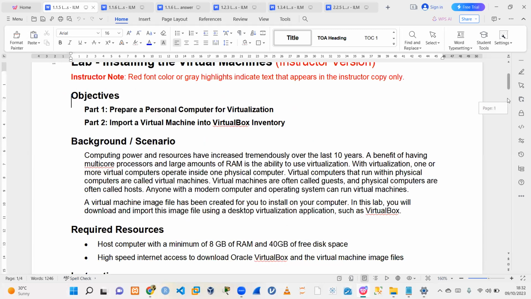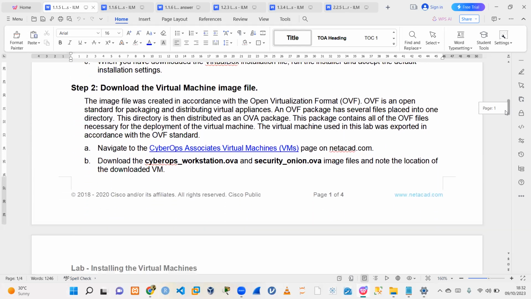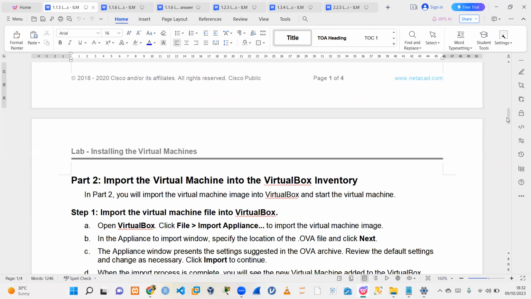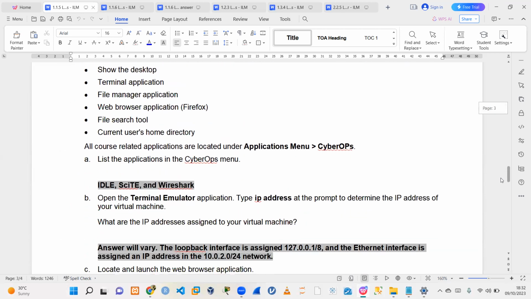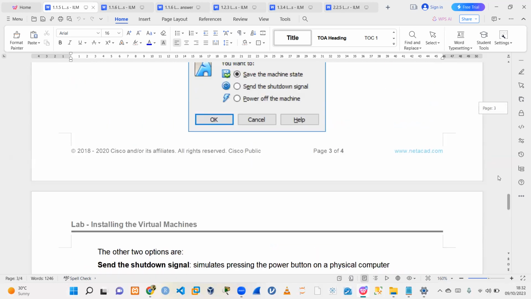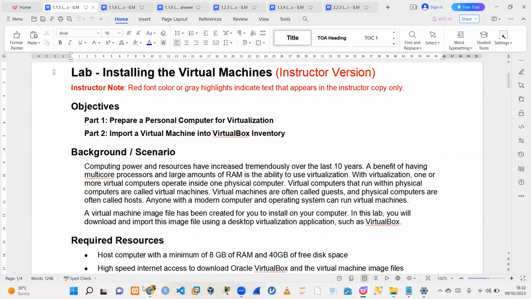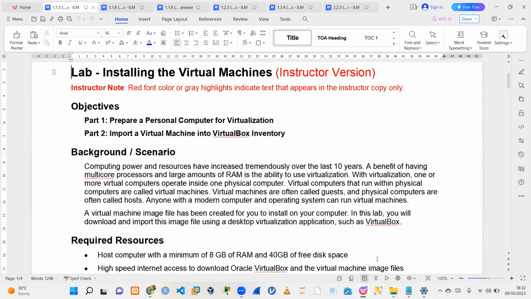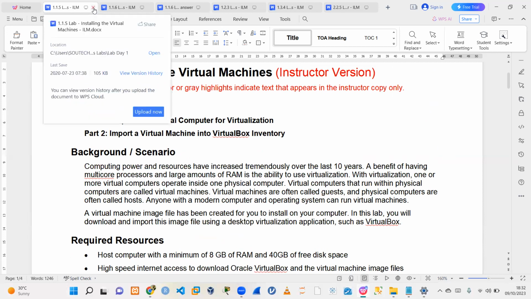That's what this lab 1.1.5 is about. It just tells you how to download. I already dropped the link to download this Security Onion and this CyberOps workstation. That's where we're going to do most of the labs. So if you've not set up your own, before tomorrow, download it and make sure you have set it up. If you need help, there's a video also that walks you through setting up the lab. Okay, that will be all for 1.1.5.